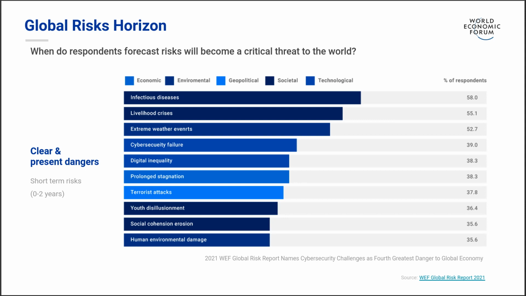This is the Global Risk Report of 2021, which actually puts cybersecurity as the number one man-made risk of worry which is out there. And that's really gone on top of the charts when you talk about things that need to be measured and managed in a far better way.